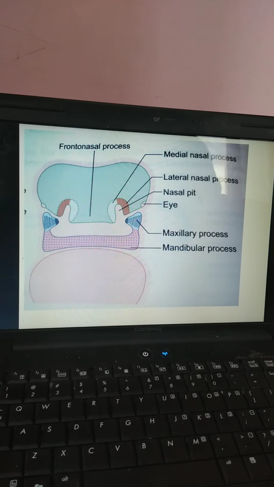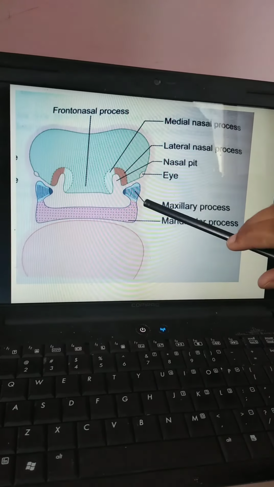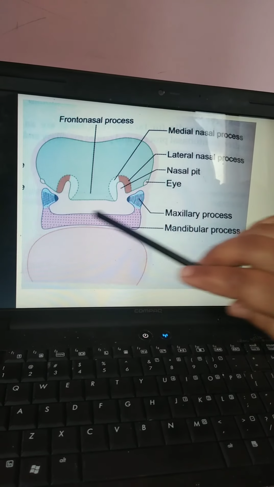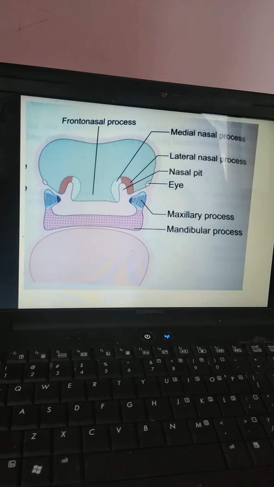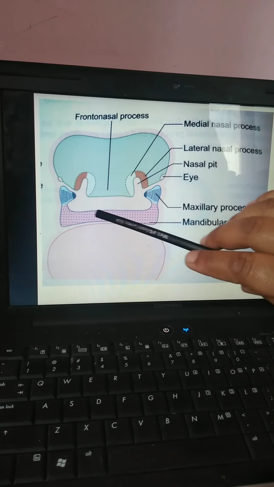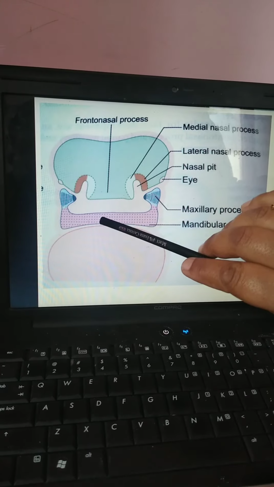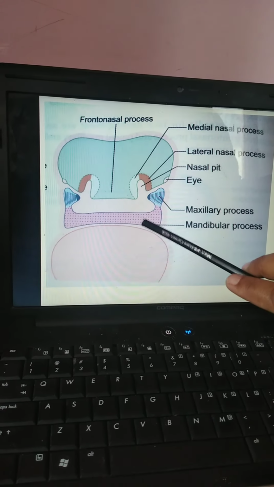Separately, let us see how each part of the face is developing. First of all, we see how the lower lip is developed. The mandibular process on each side of the stomatodeum grows towards each other and joins in the midline. When they join, they form the lower lip and the lower jaw. So the mandibular process gives rise to the lower lip and the lower jaw.